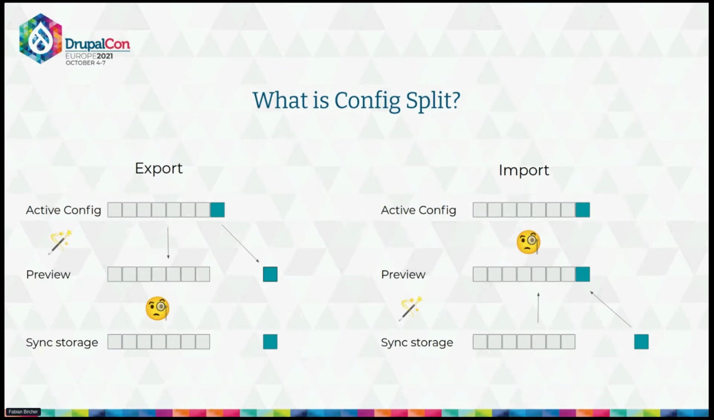Config split splits some of the config in this transformation. The preview on the export will not have the things that are split off, whereas the import will have them. So when you import, you see what is going to be imported, and if the split is active, then the configuration will be merged together, and you will see how it's going to be imported. So that's a very basic concept. I hope people understand this. I will try to use a similar graphic style for some of the other examples.